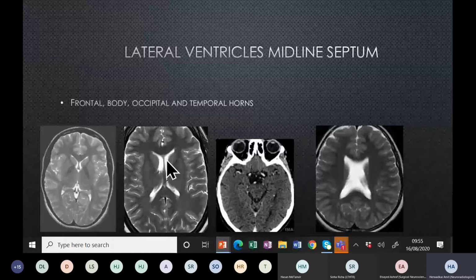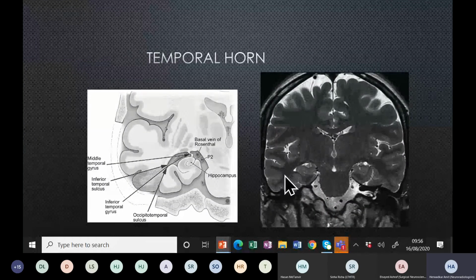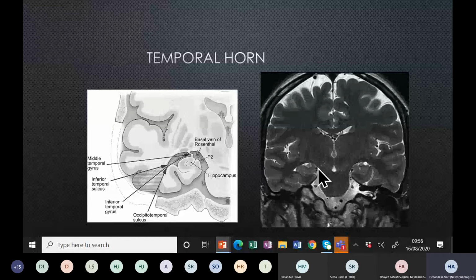There's not much to talk about regarding the structures of the lateral ventricle themselves. We'll talk about the foramen of Monro in detail further down the line. But the one area which we have talked about is the temporal horn region. The temporal horn, as I said, communicates with the lateral ventricle through the atria, but it also communicates with the ambient system through the choroidal fissure over here.